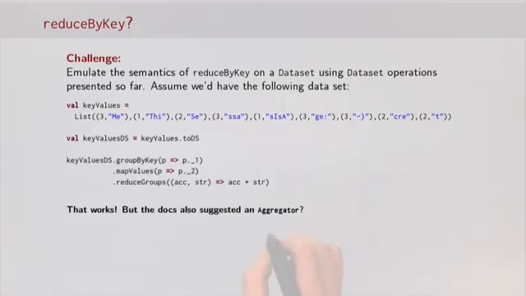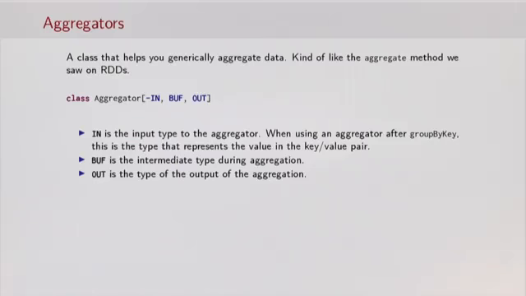But the docs also suggested this weird aggregator thing here. What is that thing? So an aggregator is a class that helps you generically aggregate data. You'll notice that some of the aggregation functions that you can choose from are very specialized, and you don't have the ability to create your own aggregation function. So this Aggregator class here is supposed to let you do that.